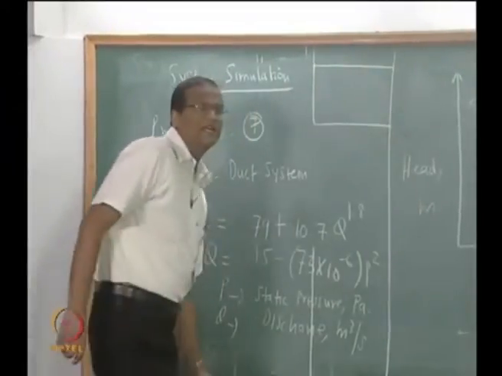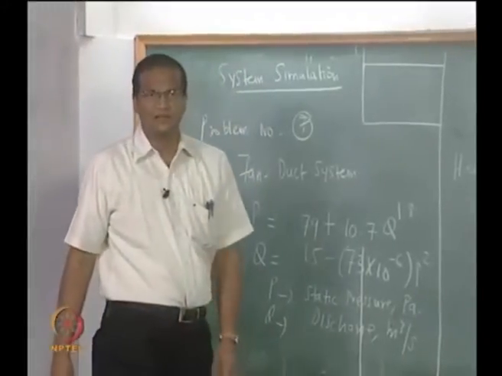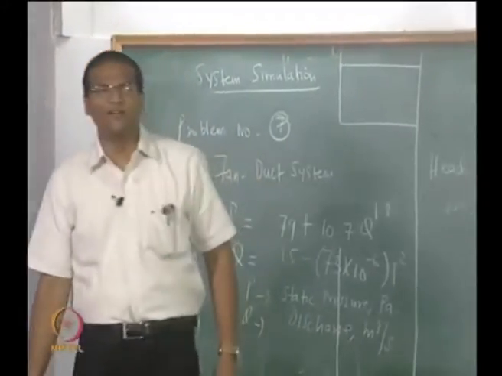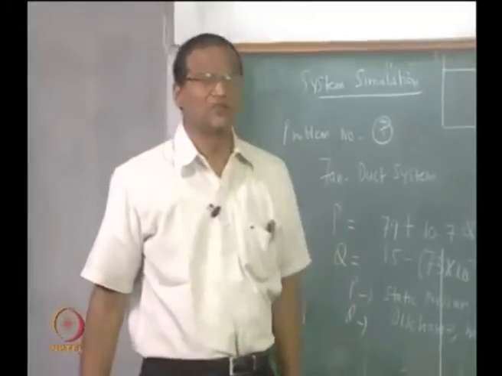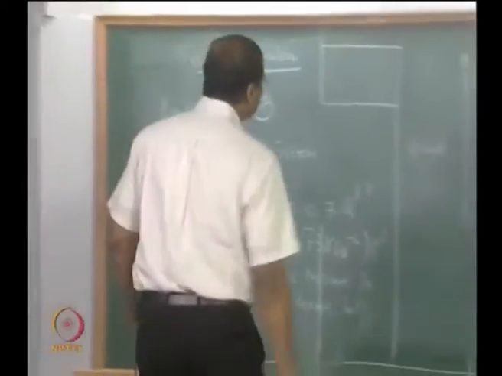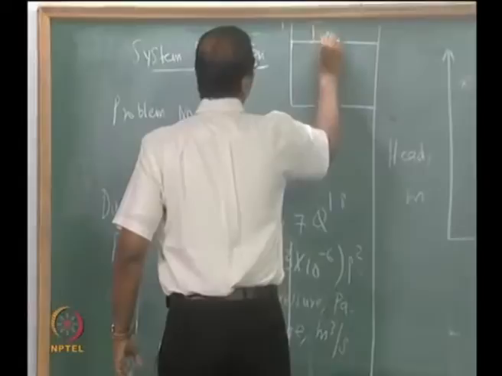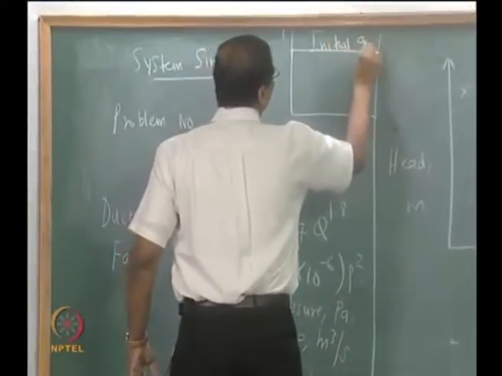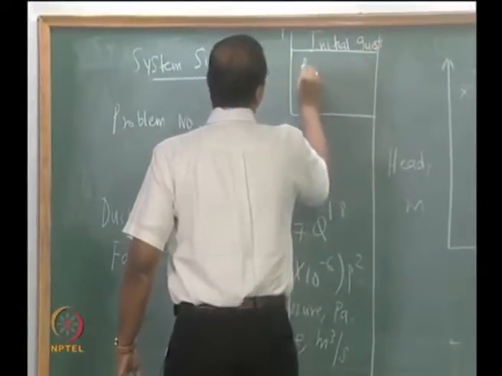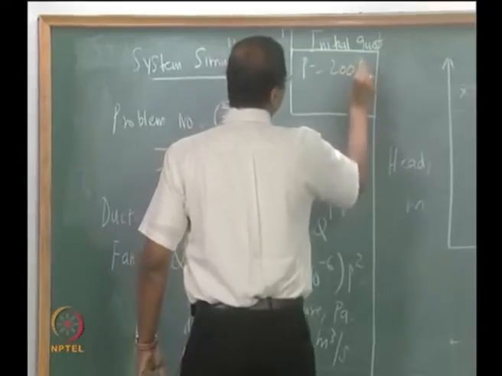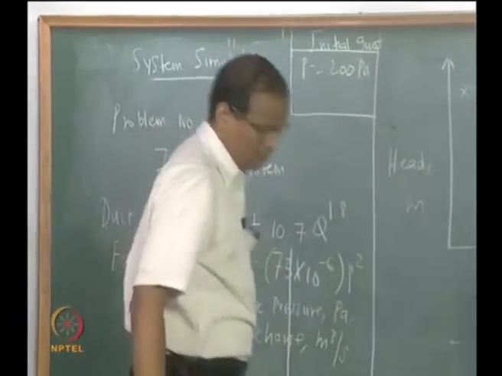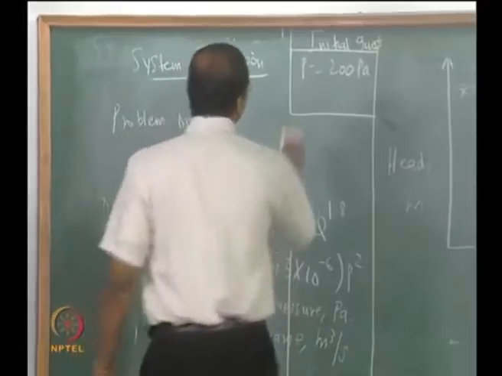An important thing here is the initial guess. Of course, using common sense you can arrive at an initial guess, but since this is a classroom environment, I will give you the initial guess. You can either take P is 200 Pascal or Q is 10 meter cube per second.